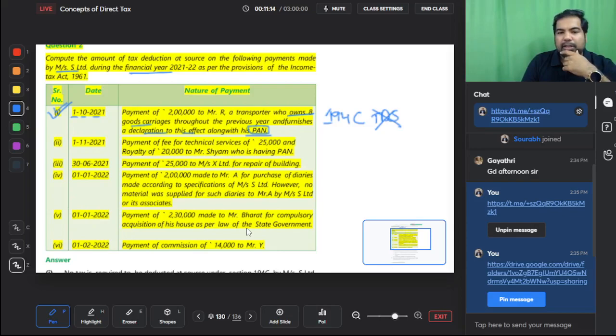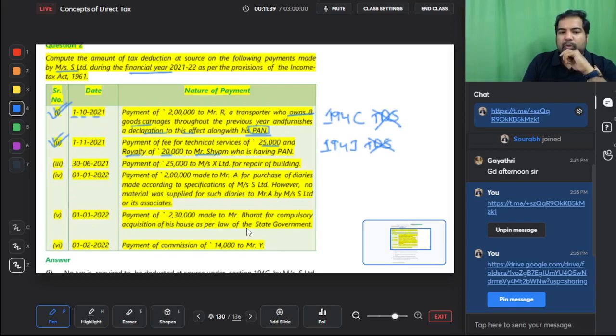Payment of fee for technical services of 25,000 and royalty of 20,000 paid to Mr. Sham. Guys, I don't know if I mentioned it, but of course this is 194J, and here per category it is up to 30,000. So here, since per category is up to 30,000, no TDS will be deducted. This is not like 194I where you total it up per person. This is per category more than 30,000. So here also you can pay without deducting TDS.